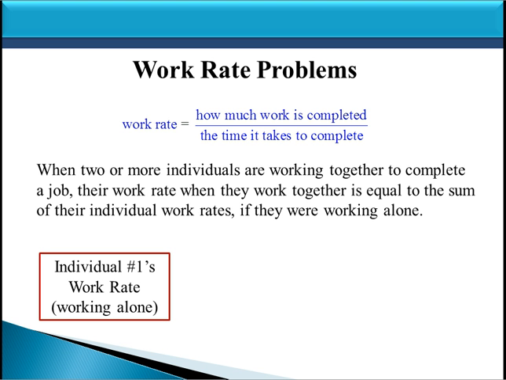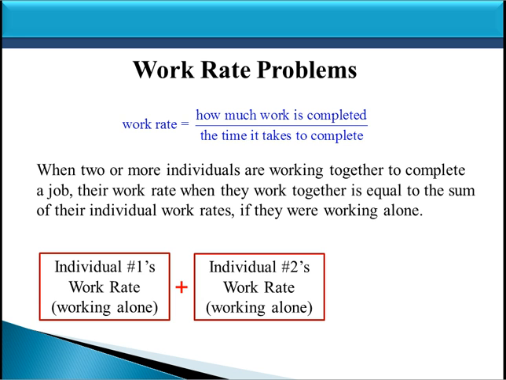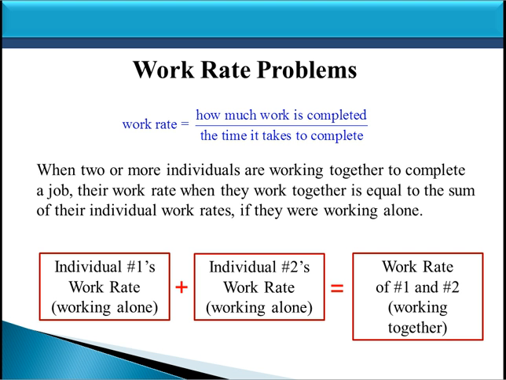So this says that if individual number 1's work rate working alone, if we took that work rate and add that to individual number 2's work rate as if they were working alone, and add them together, that sum will give us the work rate of individual number 1 and number 2 working together to complete that same job. So this is a relationship that we're going to be using, and each of these work rates can be determined using this initial definition up here in the blue by taking how much work is completed and dividing it by the time that it takes to complete that work.